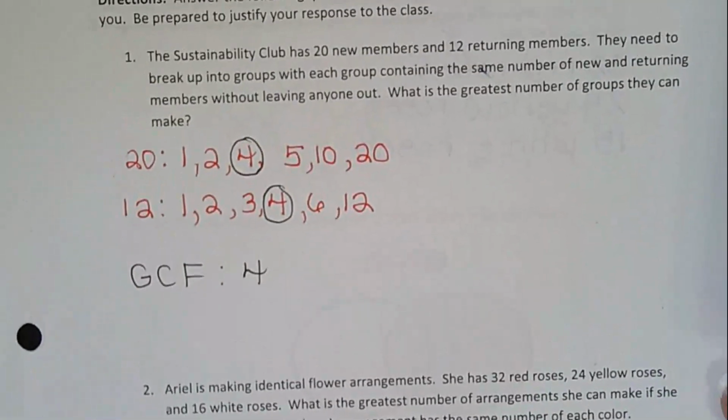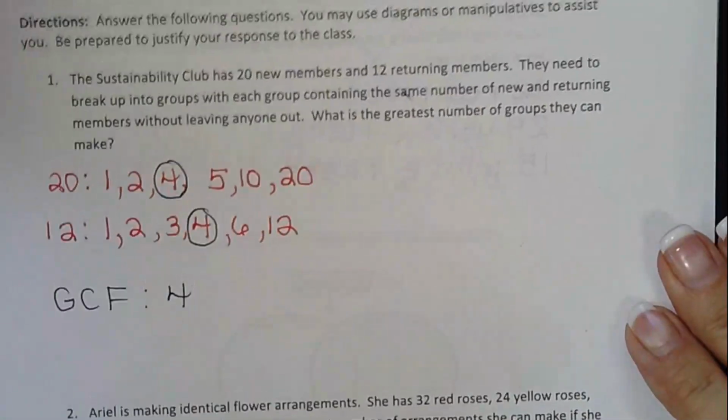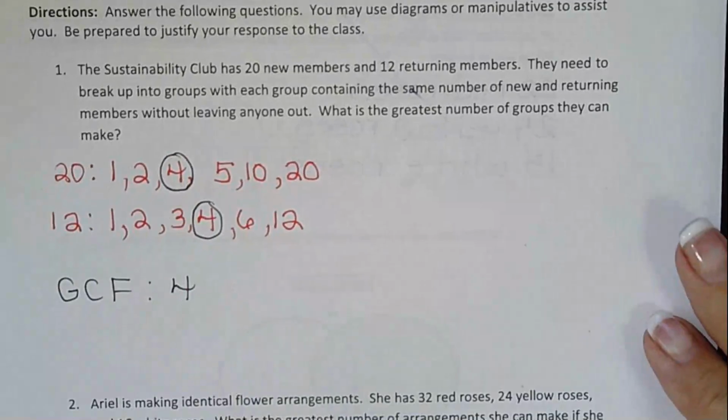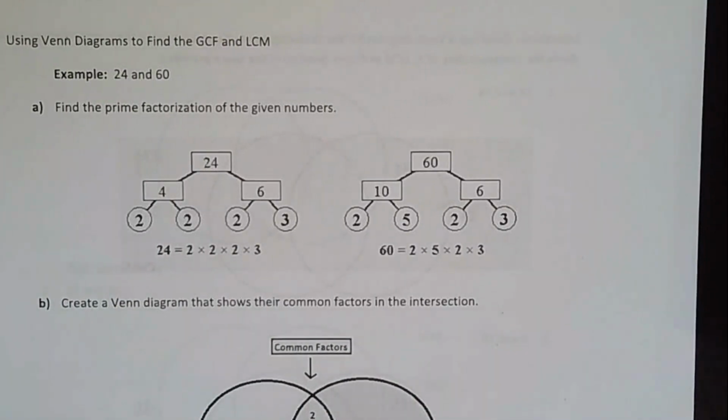So that's called the listing method. I like the listing method when the numbers aren't too large. I think it's great. But I'm going to show you another method on the next page. So we're not going to do this next example. I looked at it and I don't like it. So skip over to student page D.